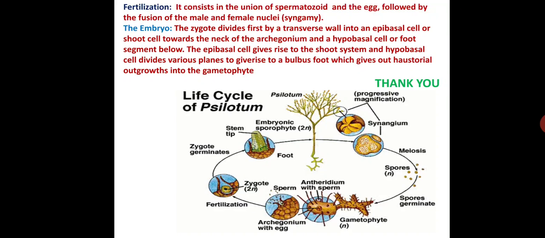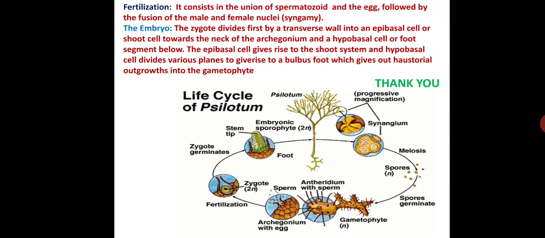Meiospores are haploid, and each spore germinates and produces the gametophyte. Then the gametophyte produces two kinds of sex organs. One is antheridium and the other is archegonium. The antheridium produces the antherozoid or sperm and the archegonium produces the egg. Both are united. The process is known as fertilization. Then there is formation of a zygote.